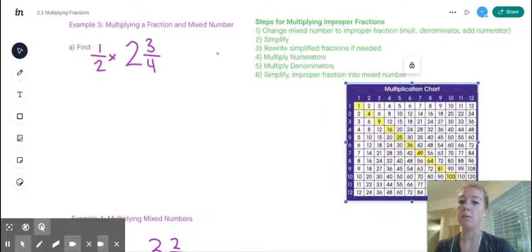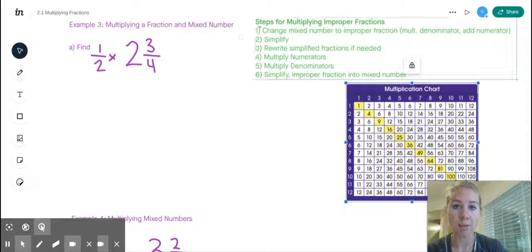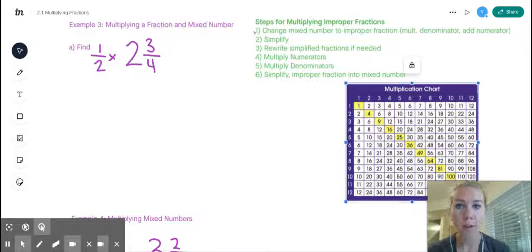Okay, so we kind of added a few more steps to this process. So I have them in green over here. So steps for multiplying improper fractions. Step 1, change mixed number to improper fraction. And to do that, we're going to multiply the denominator and add the numerator. So let me show you what that looks like.